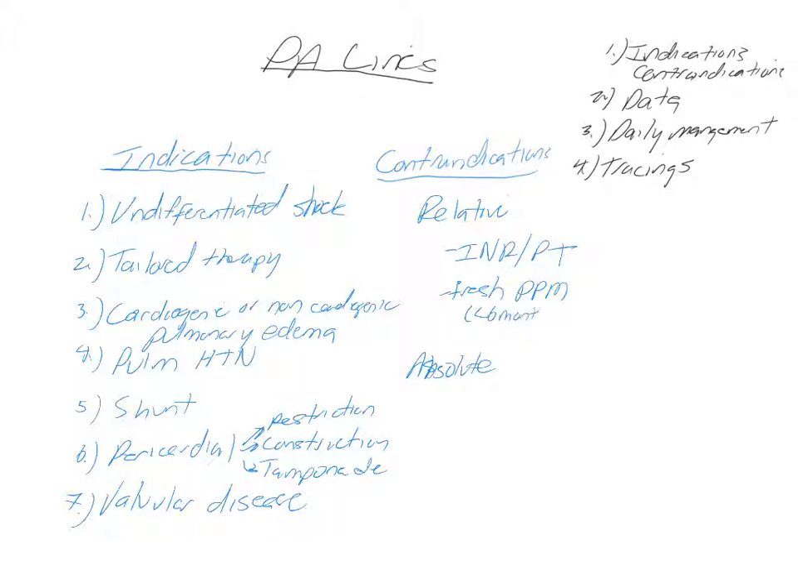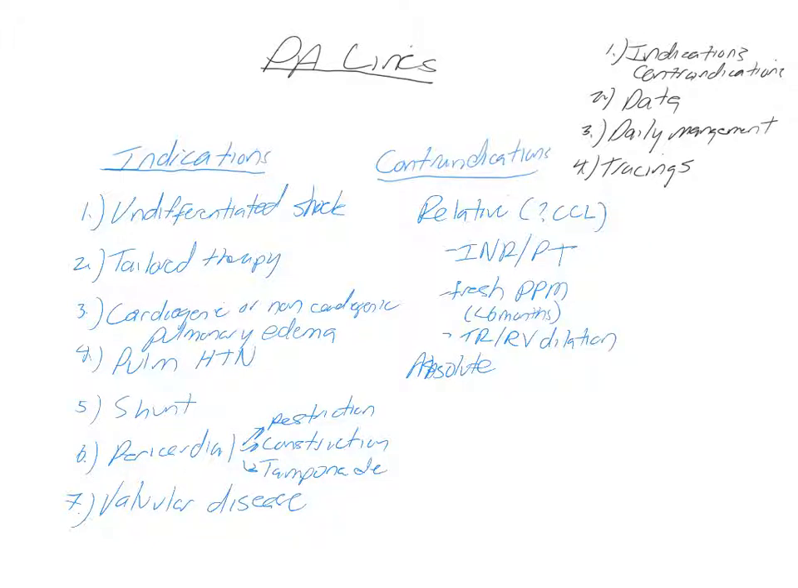And the reason that becomes relevant is when the PA line is being advanced through the SVC into the RA, RV, and ultimately into the PA, there's a possibility, particularly when done blindly, that the PA line can become looped into the pacemaker and dislodge it. Other relative contraindications, and when I say relative, I'm often thinking, should this patient have their line placed in the cardiac cath lab? Is the severity of their tricuspid regurgitation or RV dilation?